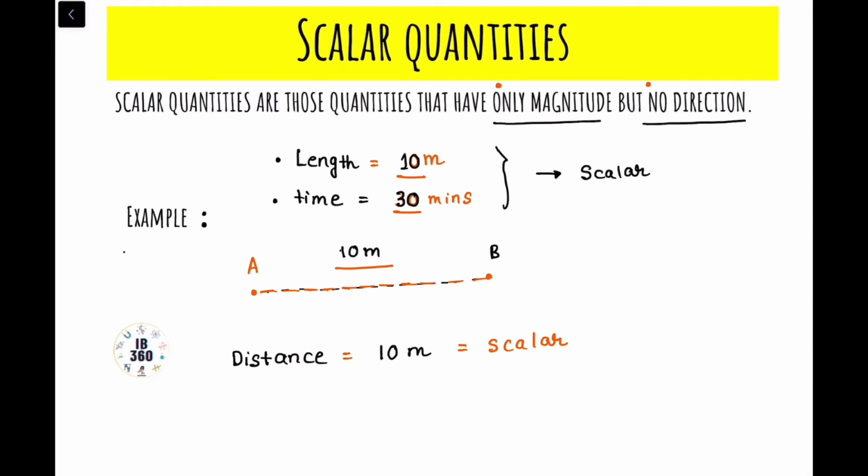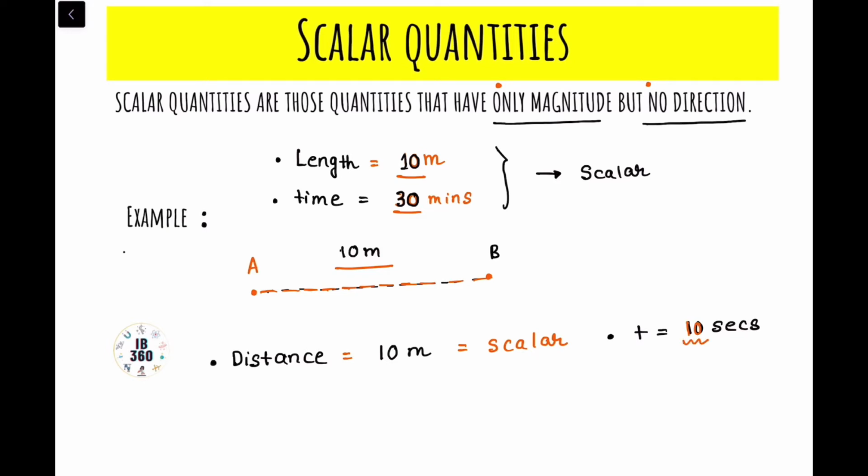Suppose you reached from point A to point B and you took 10 seconds. Time is also a scalar quantity. Why? Because for time we don't need to write any direction. In which direction time is acting is meaningless. So we only specify the amount of time, that is, 10 seconds.